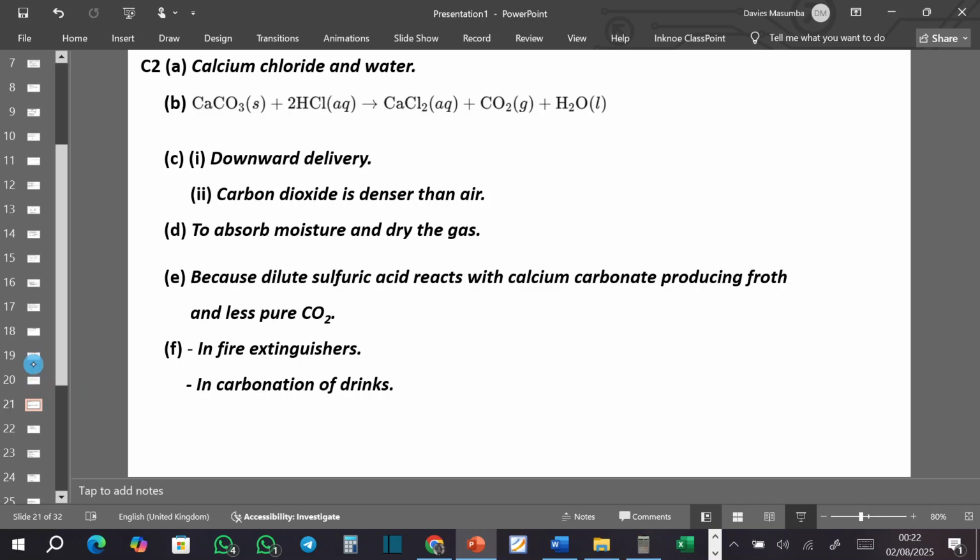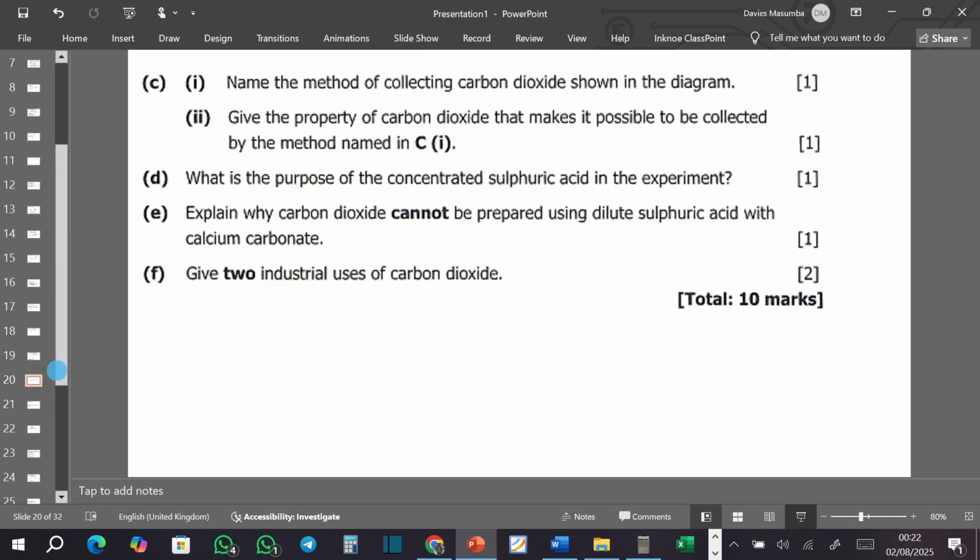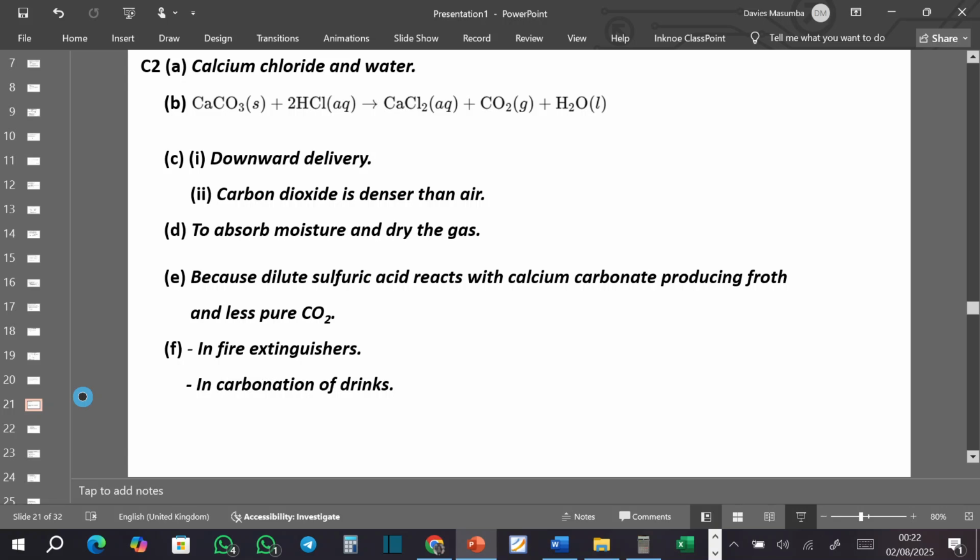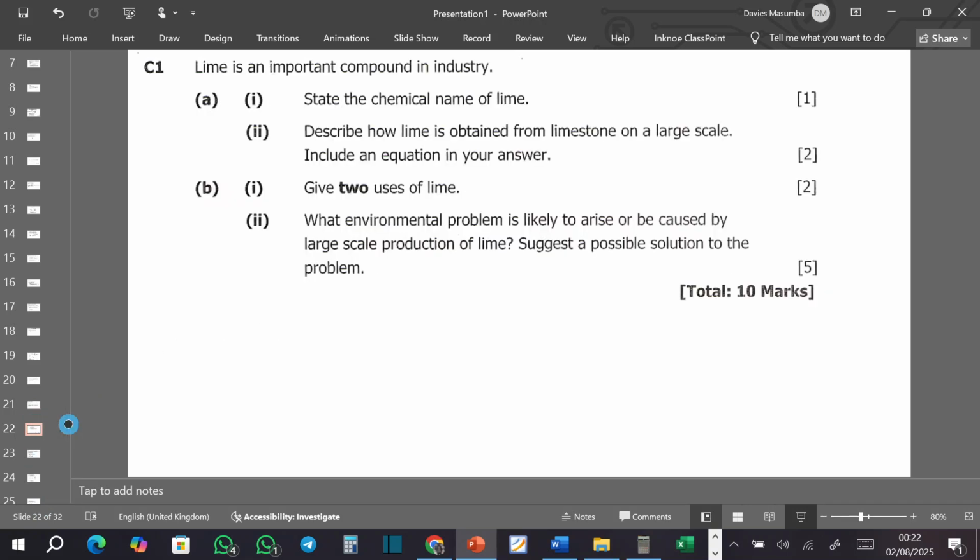Okay, then we get back to the question, which says, give two industrial uses of carbon dioxide. So one, we are saying in fire extinguishers, then two, in carbonation of drinks. Okay, then we go to the next question.